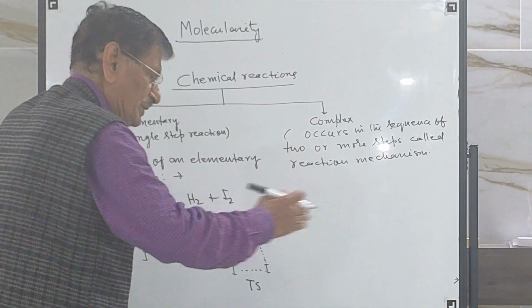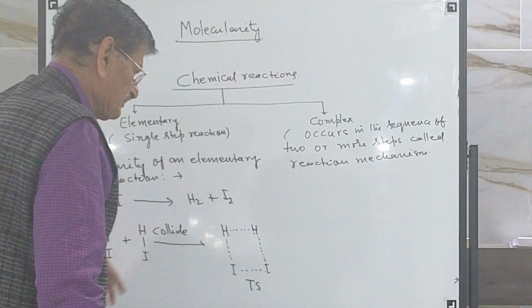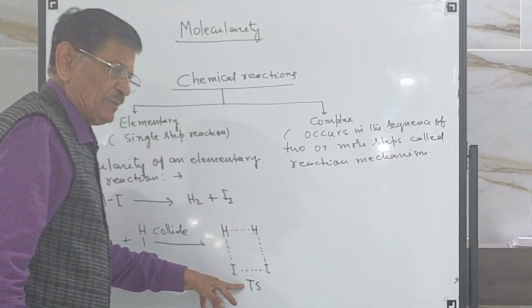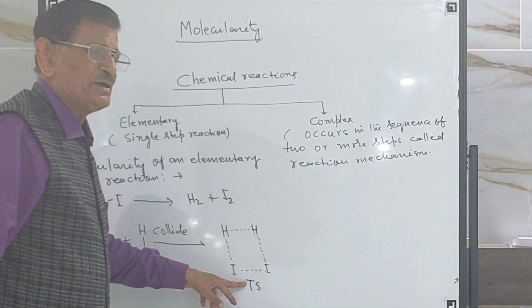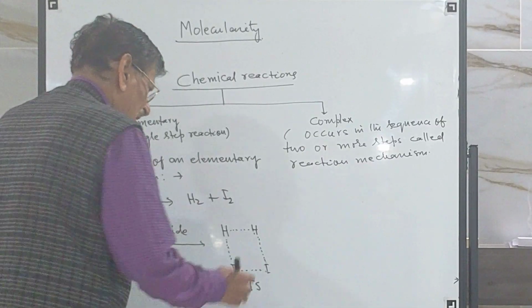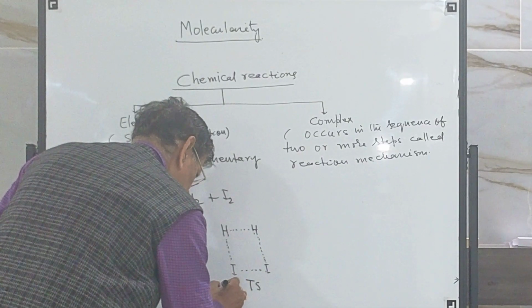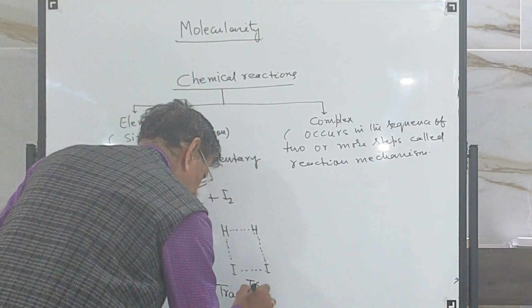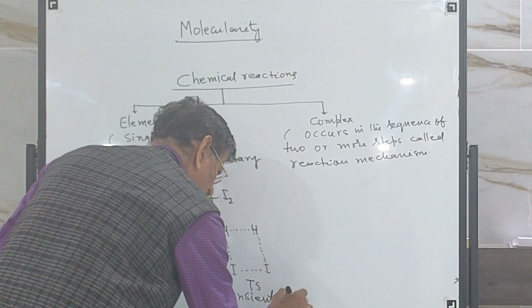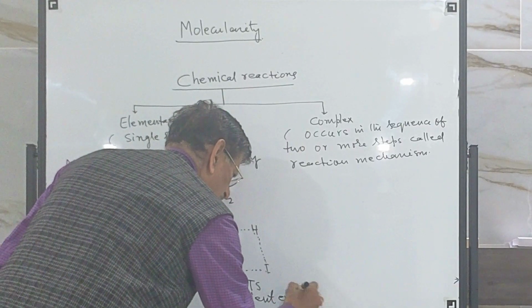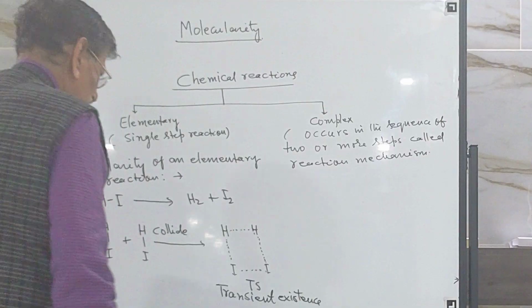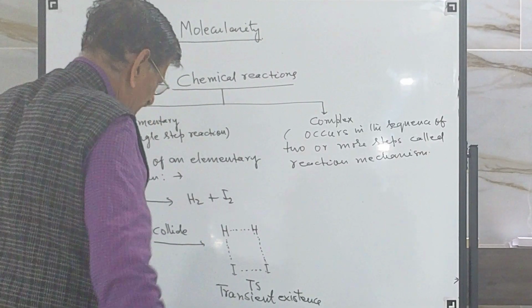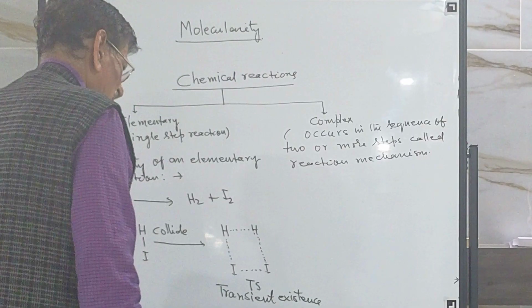When we go from reactant to product in the reaction, which is called the reaction path, in the reaction path this occupies the point of highest energy. And the energy being the highest means it is most unstable. It has only transient existence. That is, as soon as it is formed, it gets broken. So formation and breaking of this transition state take place almost simultaneously.